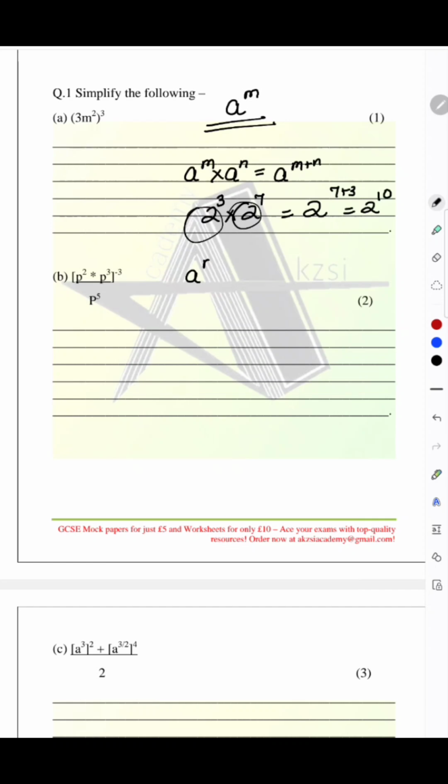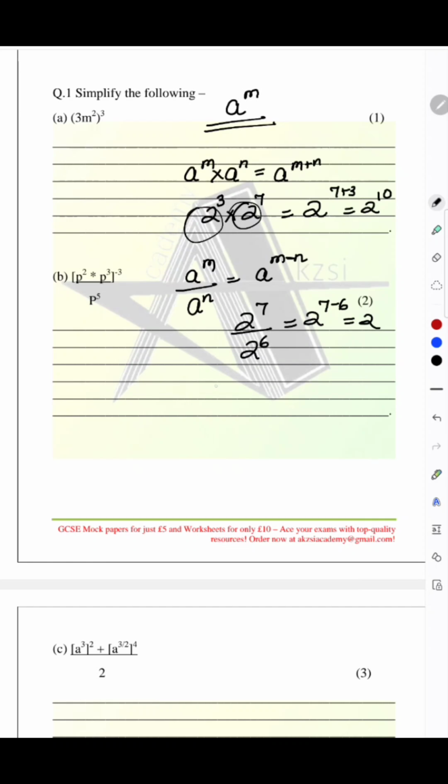Same thing if I do the division having the same base number. So a to the power of m over a to the power of n. In this case, the base number will remain the same. The power gets subtracted. That means 2 to the power of 7 over 2 to the power of 6 can be written as 2 to the power of 7 minus 6, which is just 2. So here we have subtracted the powers.